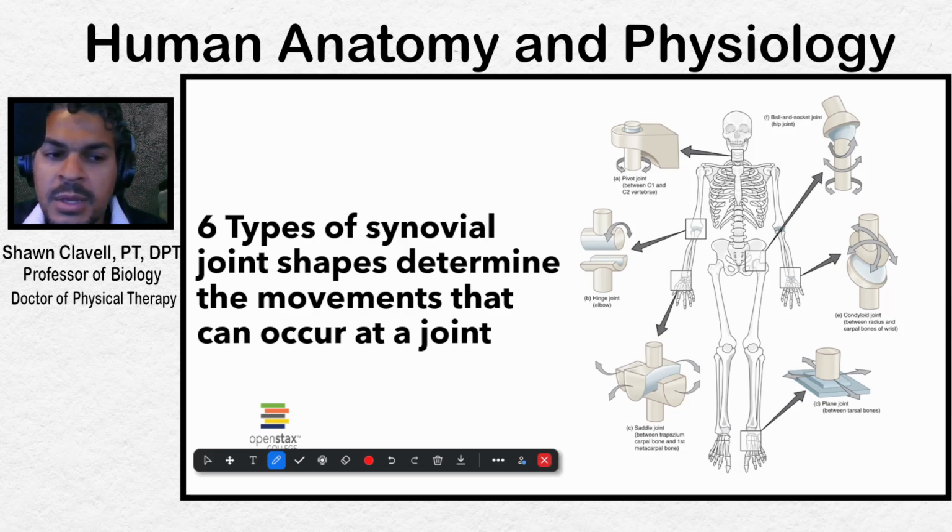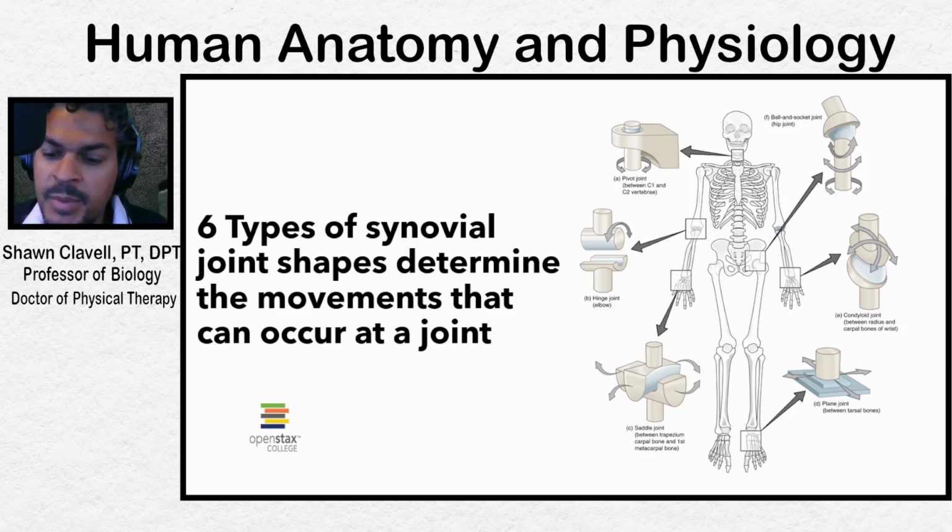So let's take a look at the different types of synovial joints in the body. There are 6 types of synovial joints. They are subdivided based on the shape of the articulating surface and the bones that form each joint. The 6 types are a pivot joint, a hinge joint, a condyloid joint, a saddle joint, a plane joint, and finally a ball and socket joint. We'll look at each of these more specifically now.